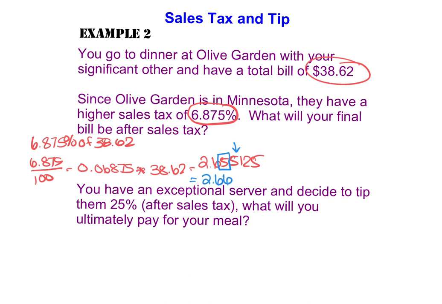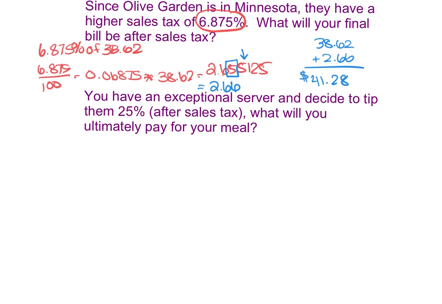$2.66. So as a result, to find my bill after sales tax, I take $38.62, I add on 2.66, so we take $38.62 plus 2.66, and we end up with $41.28. So that is our bill after tax has been applied. Now, it says you have an exceptional server and decide to tip them 25%. After our sales tax, we're going to carry down that $41.28. What will you ultimately pay for your meal?